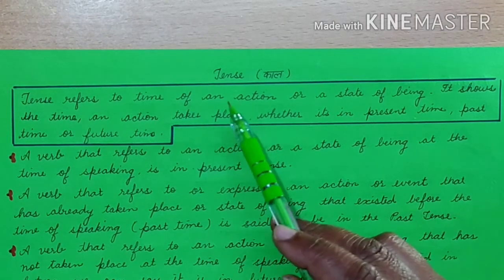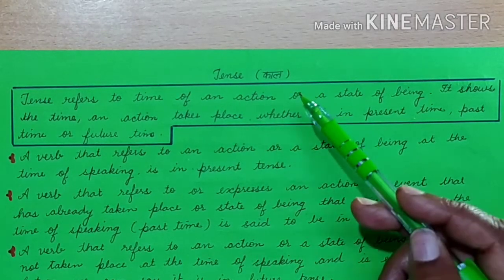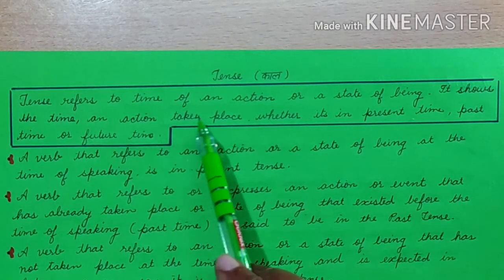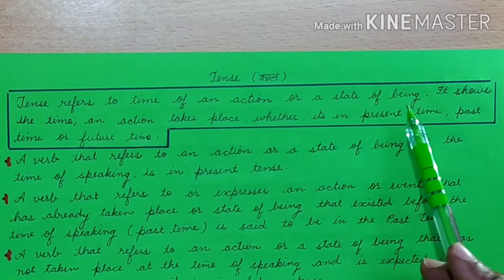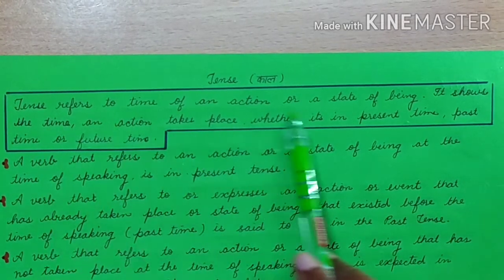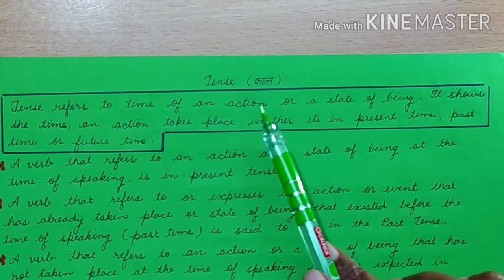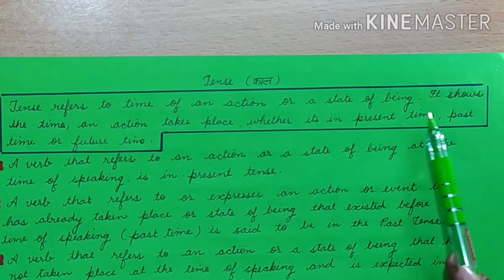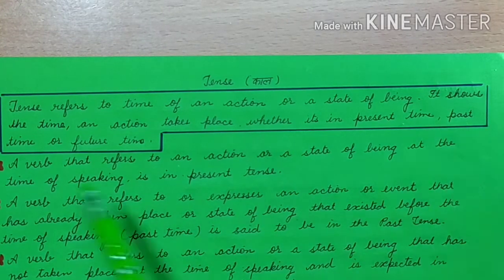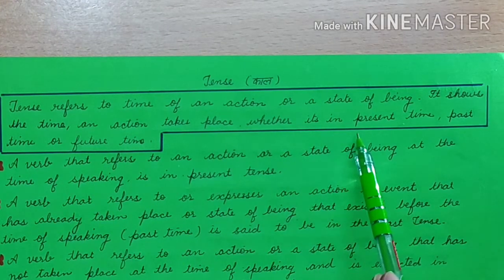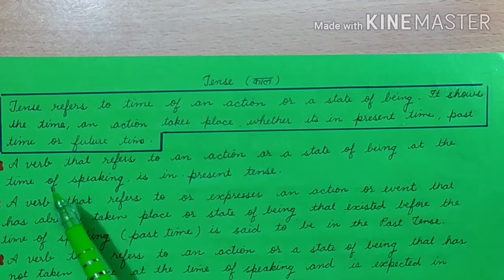Okay, so let's see tense now. Tense in Hindi we call it as kal. So tense refers to the time of an action or a state of being. If you remember this one sentence, it completely defines what tense is. To simplify further, it shows the time an action takes place, whether it's in present time, past time, or future time.